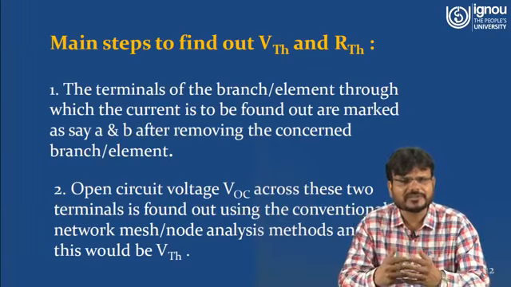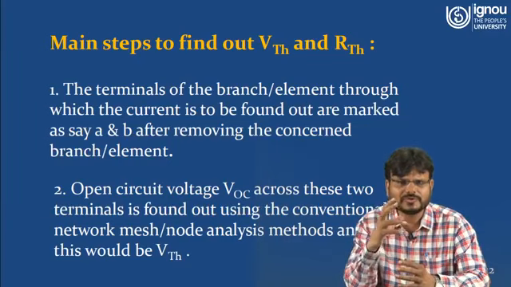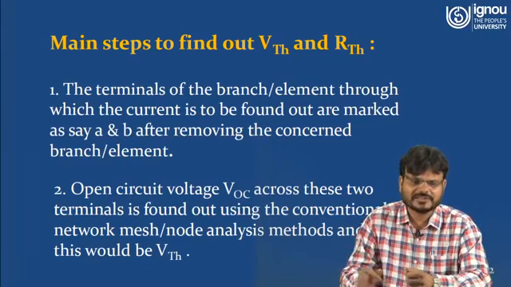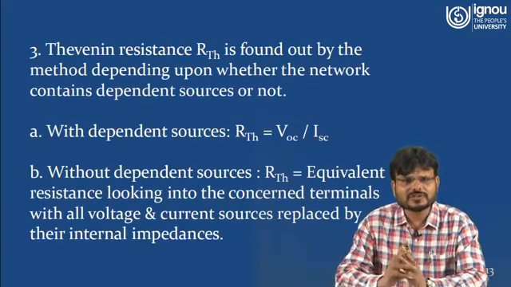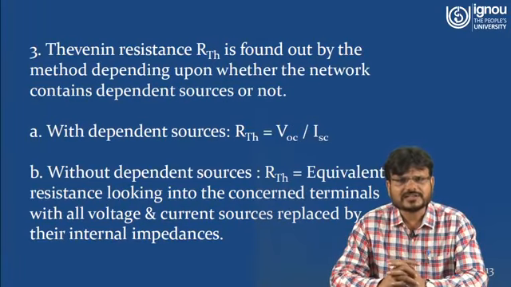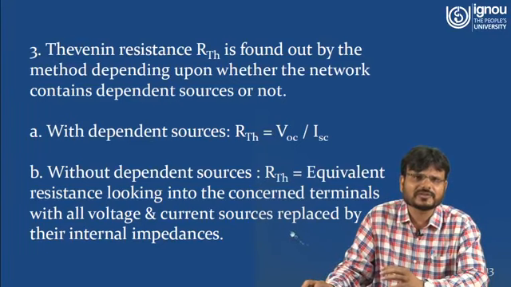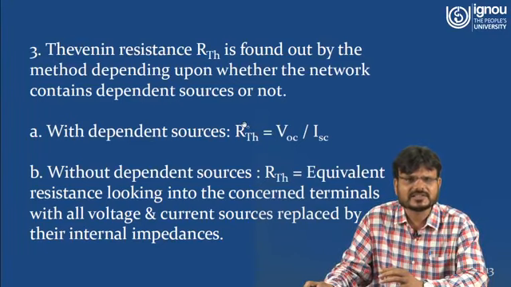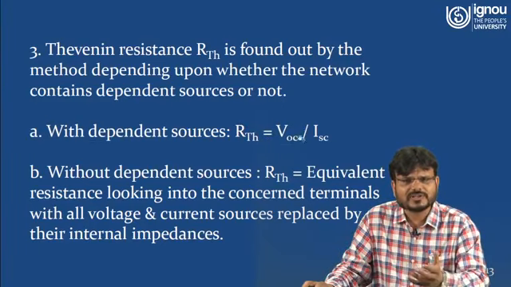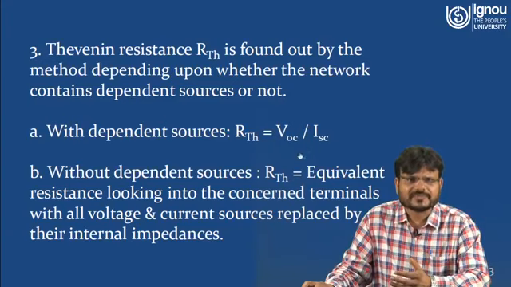So for calculating the VTH, what you have to do? Just find out the voltage across two terminals, and those two terminals are, suppose, A and B. So just find the voltage VTH. And what is the third step? The Thevenin resistance RTH is found out by a method depending upon whether the network contains a dependent source or not. Suppose there is a dependent source, then how can you calculate the Thevenin resistance RTH? So RTH can be calculated as VOC, that is the open circuit voltage, divided by the short circuit current.